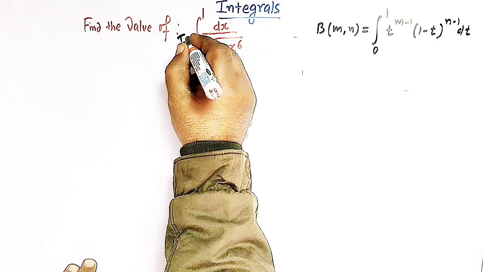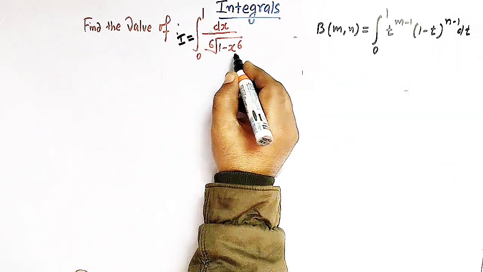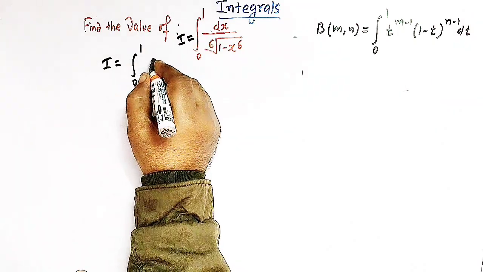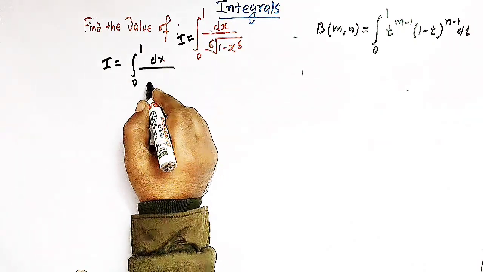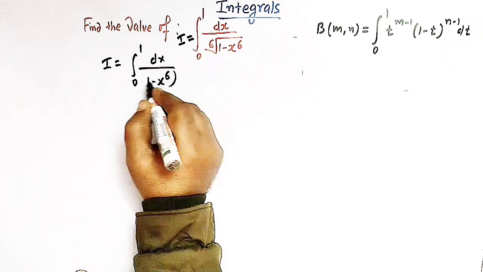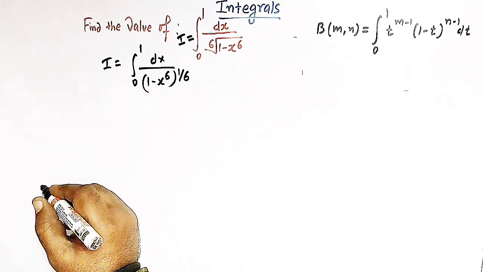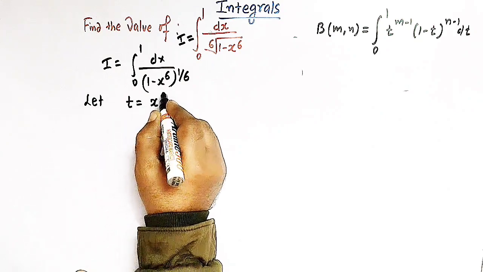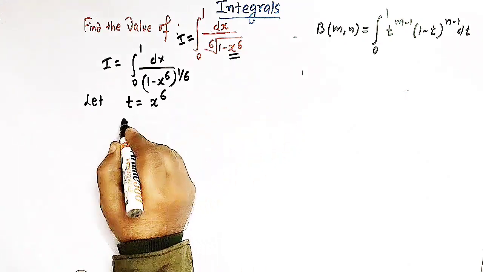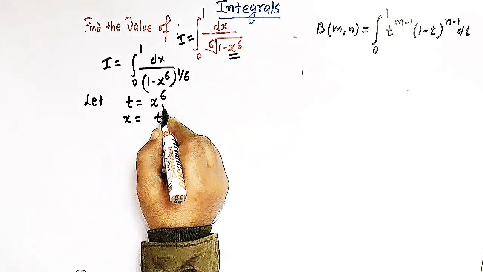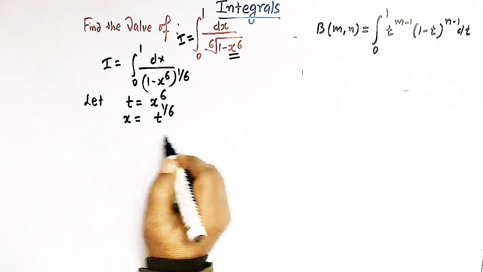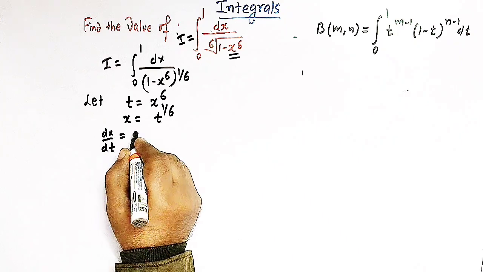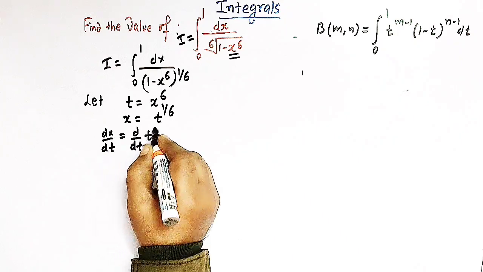So let us take this integral as I, and here we'll first write this integral I as the integral from 0 to 1, dx divided by 1 minus x raised to 6, all raised to 1 over 6, and let us make this substitution, that is t is equal to x raised to 6, so that we can write x is equal to t raised to 1 over 6. Now let us differentiate x with respect to t.